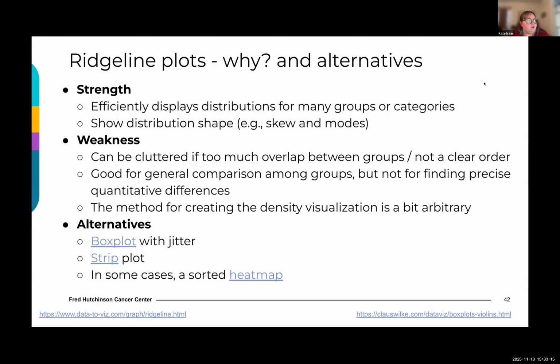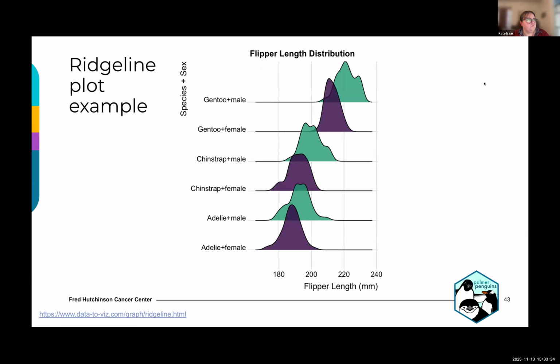The alternatives for a ridgeline plot are the box plot with jitter, which we looked at a couple of minutes ago, a strip plot, which is just showing the data points and nothing else, and they're just in a strip. And in some cases, you might be able to use a sorted heat map that is showing the groups and you've sorted them to be in the order that you want them to be. And we'll look at a heat map a little later.